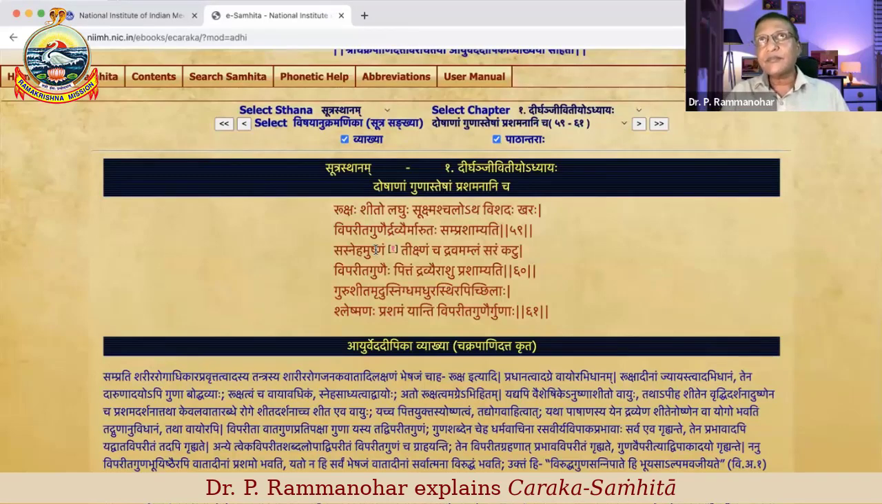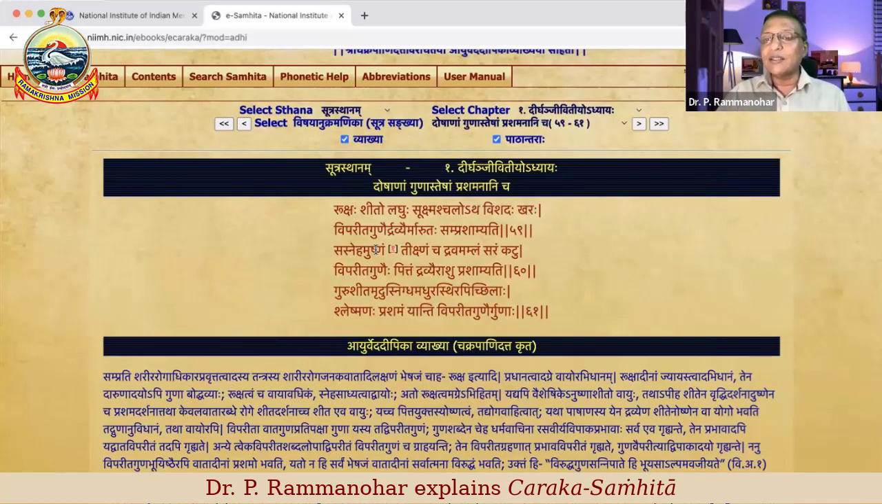Sutrasthana is the summary of the whole text. And the first chapter is the seed of the whole teaching of Ayurveda. So all the essential things that we need to know to study Ayurveda are mentioned in the first chapter.